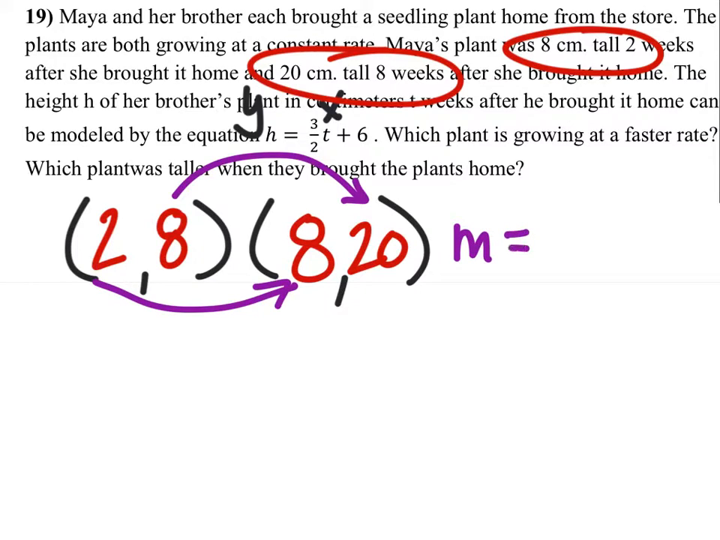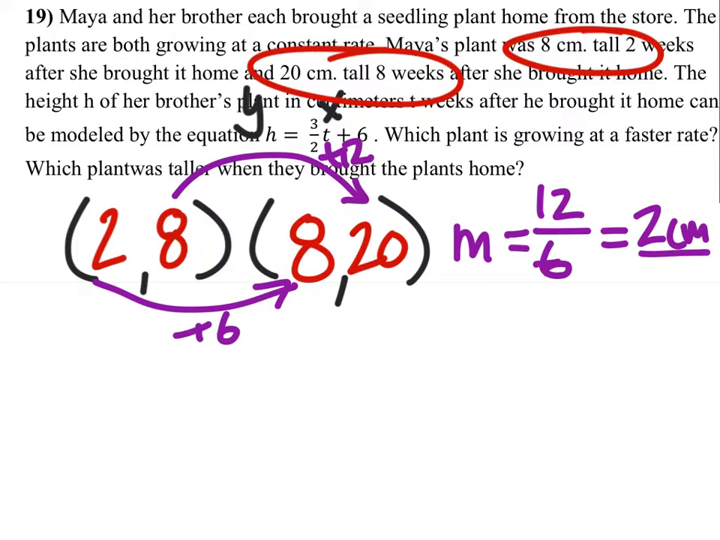So when I find the slope on this, which would give me the rate of growth, I see from 8 to 20 is adding 12, and from 2 to 8 is adding 6. So the rate of growth is 2 centimeters for every 1 week. Very good. Now we get to look at her brother's.